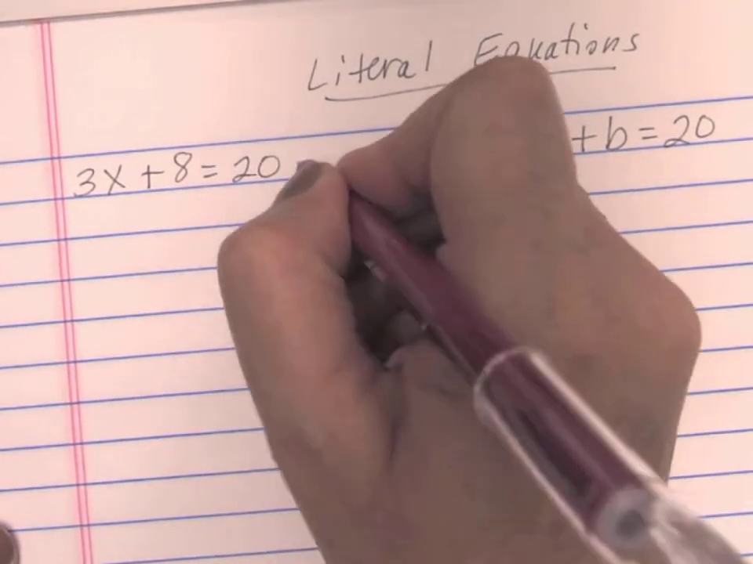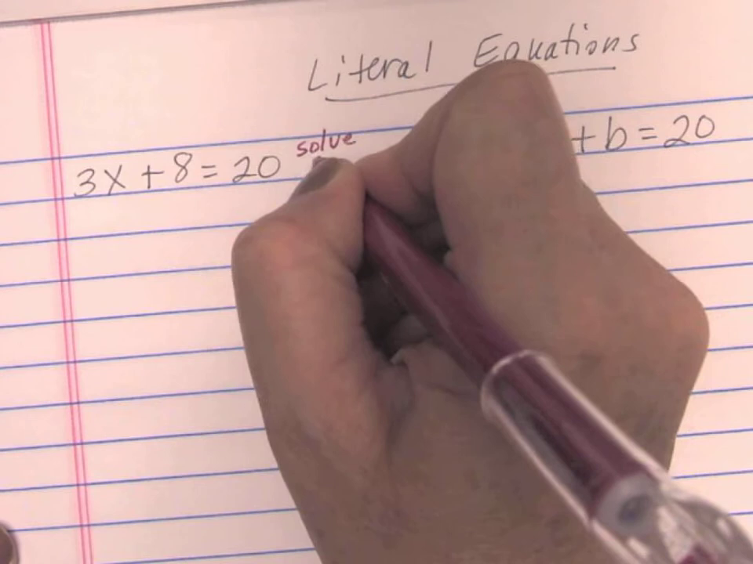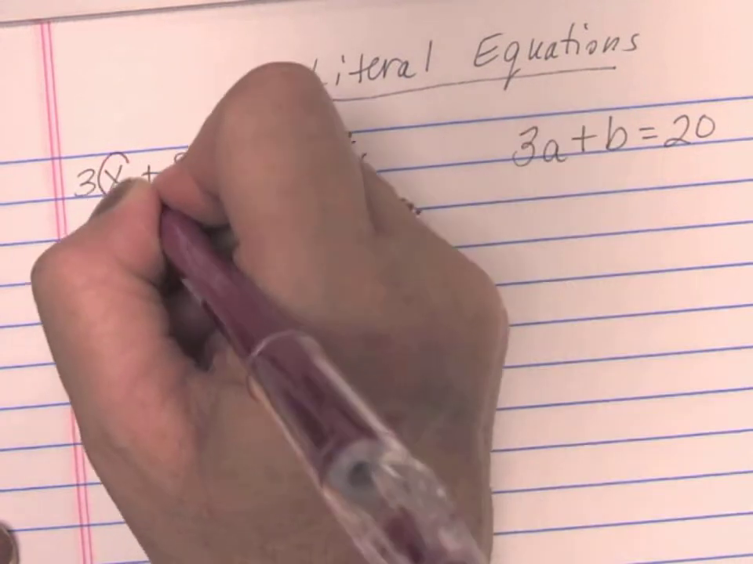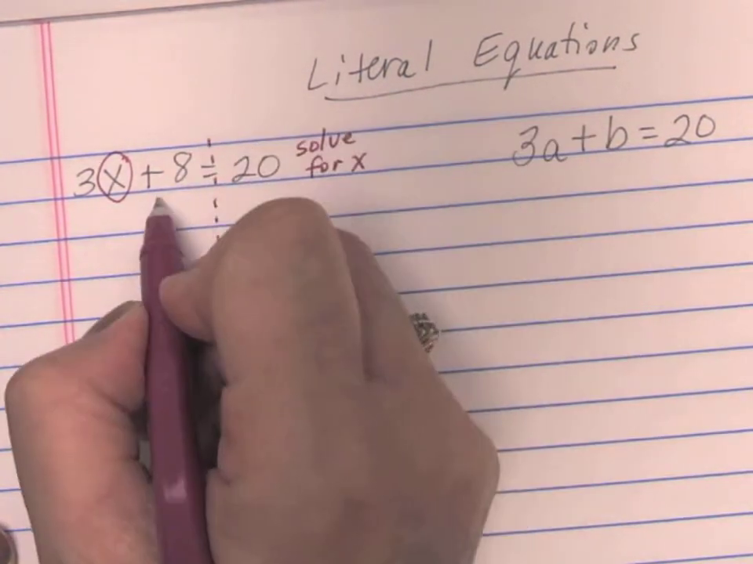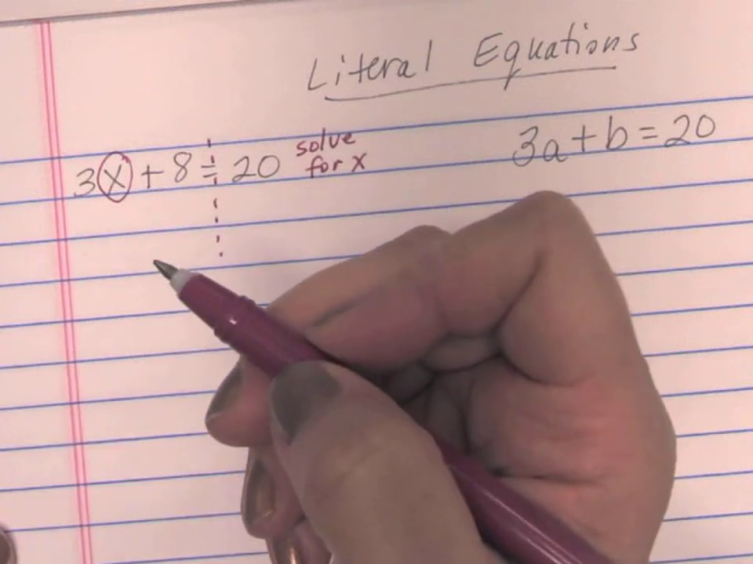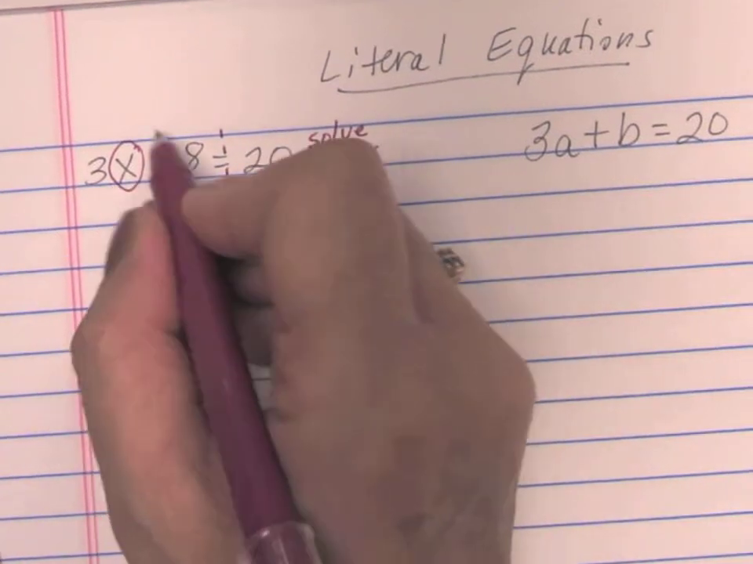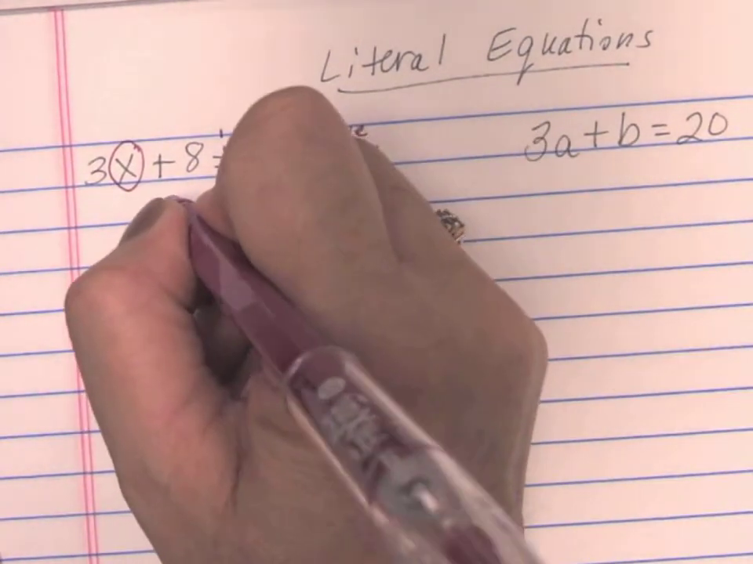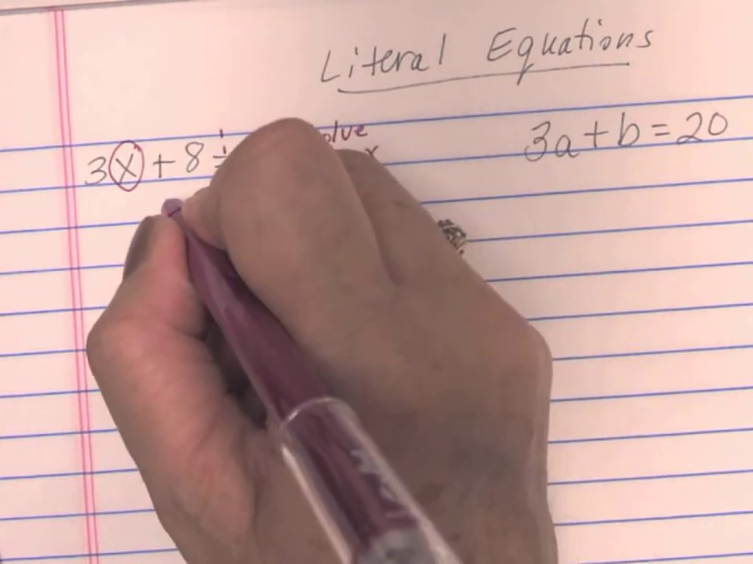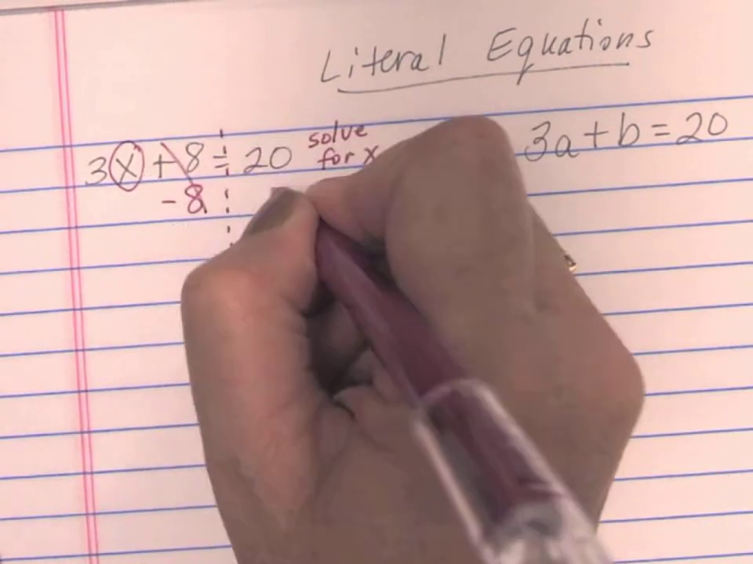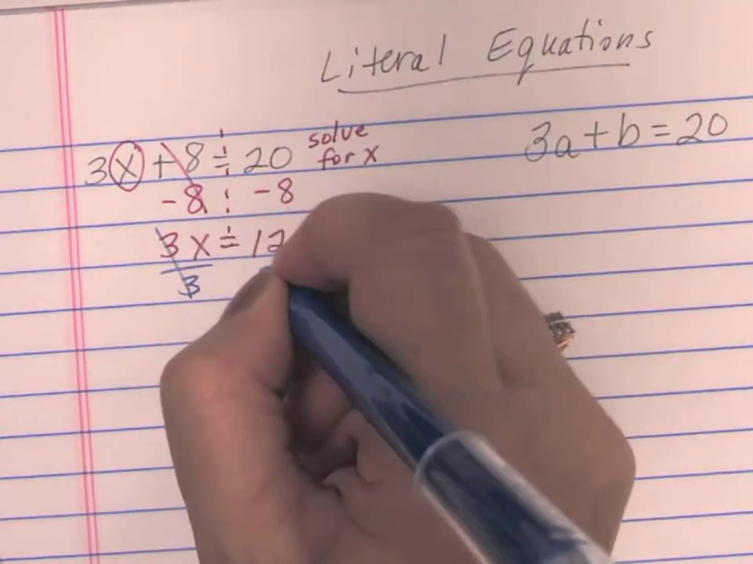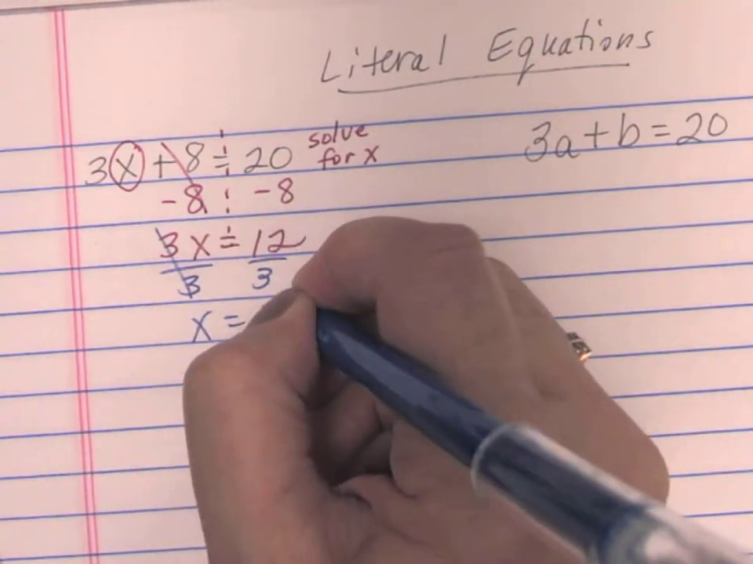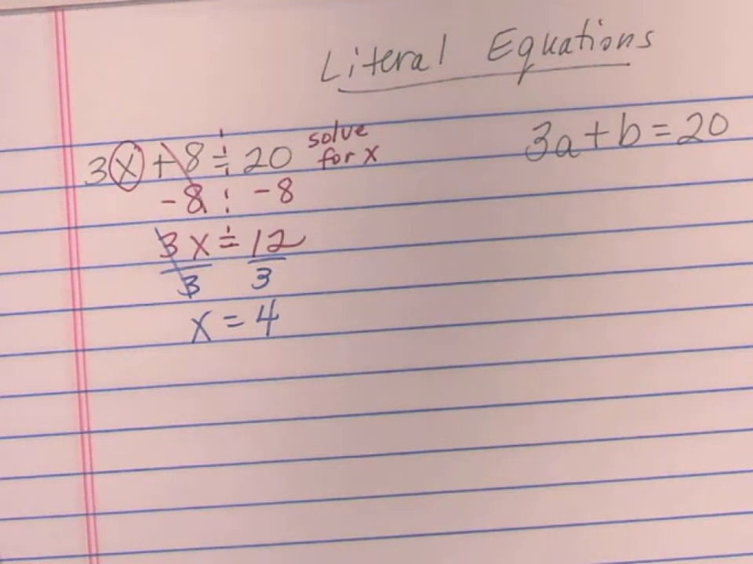Now what we've been doing is something like this, where we would solve for x. Here's x. I want to isolate it on this side of the equal sign. Right now there's an 8 and a 3 I have to get rid of. I always get rid of what's attached to x last. Just makes my work prettier and easier. So I want to do the opposite of the 8. I want to subtract it. That leaves me with 3x equals 12. To get rid of the 3, I divide. X equals 4. I have a nice pretty answer.